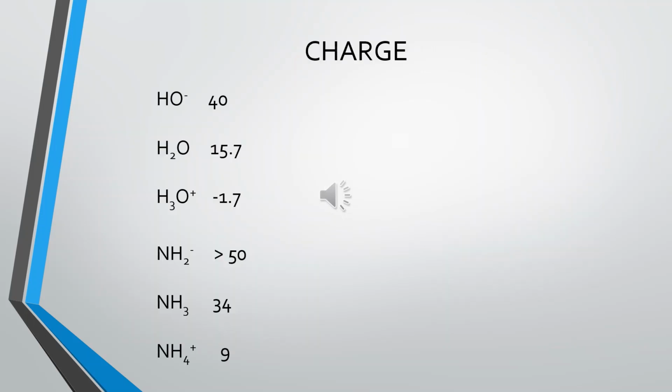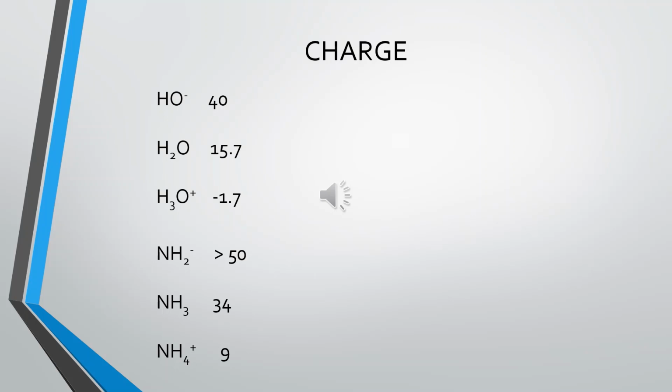What about the effect of charge? Compare the pKa of hydroxide at 40 with water at 15.7 and H3O plus at negative 1.7. So you can see that if you're talking about an acid going to its conjugate base and the stabilization of that conjugate base, the last thing in the world you'd want would be an acid that already starts out with a negative charge, because it's going to take on a double negative charge as its conjugate base. So the more positive the charge, the more electron deficient the species is, the more acidic.